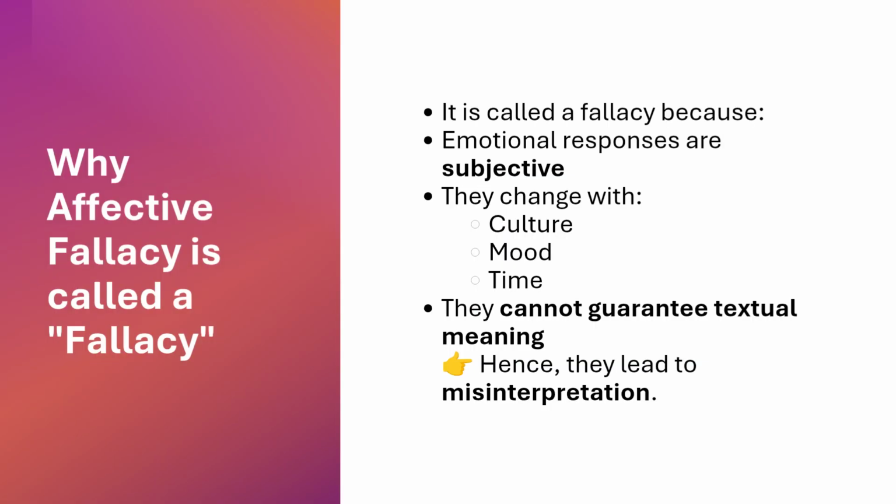Why affective fallacy is called a fallacy? Now the question arises, why do we call it a fallacy? It is called a fallacy because emotions are subjective. Emotions differ across cultures. Emotions change with time. What made a reader emotional 100 years ago may not affect a reader today. So if we depend on emotions, meaning becomes unstable. Interpretation becomes unreliable. Hence, emotional judgment leads to misinterpretation, and that is why it is called a fallacy.